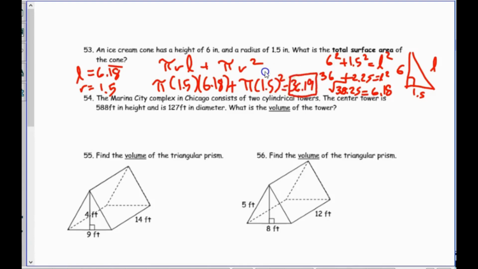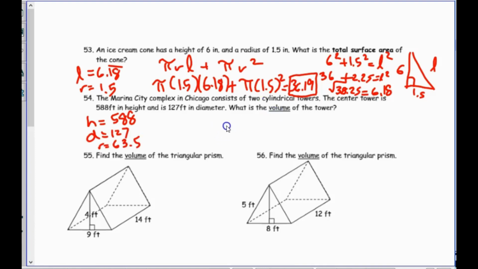Okay. Marina City Complex in Chicago consists of 2 cylindrical towers. The central tower is blah, and what is the volume of the tower? Okay. The tower, one tower. So we have a height of 588, and we have a diameter of 127. So the radius is going to be 63.5. We want to find the volume of the tower.